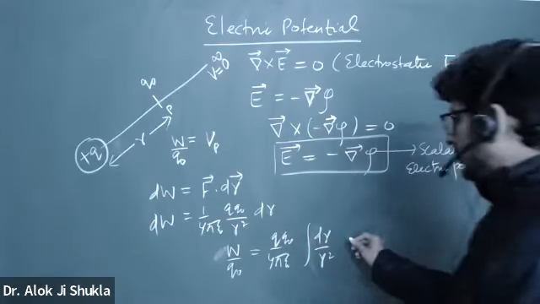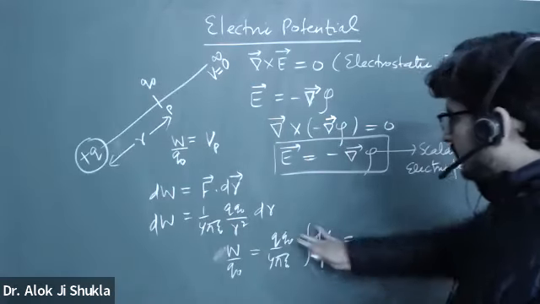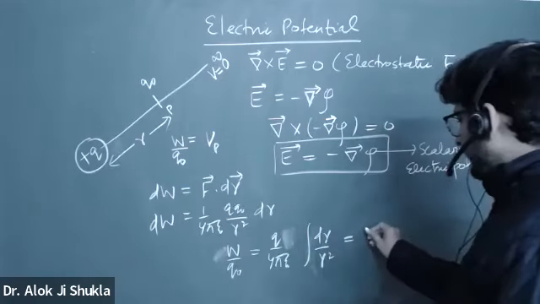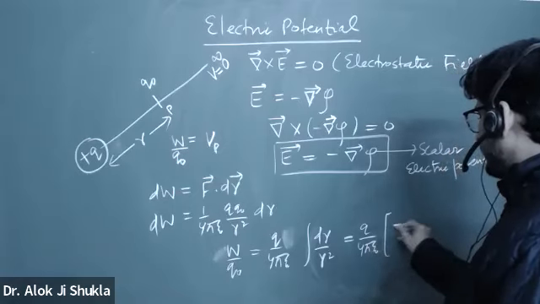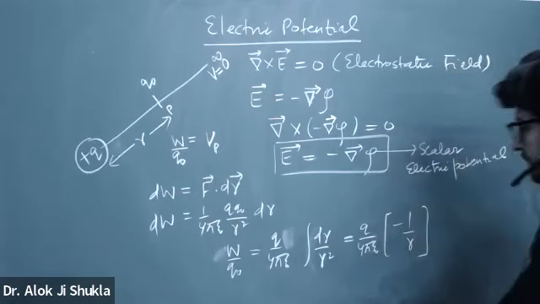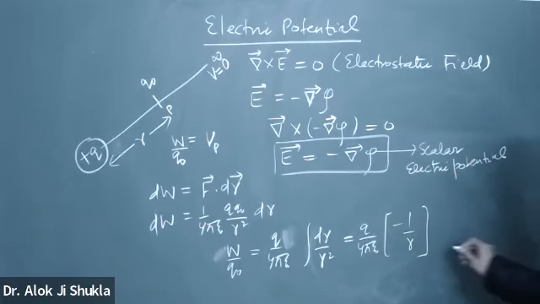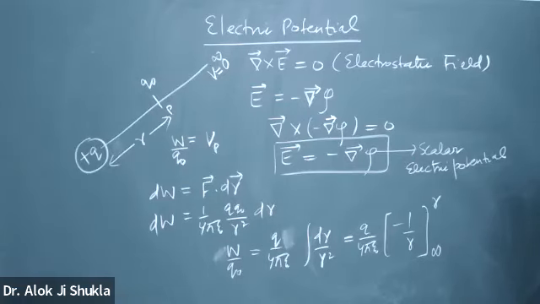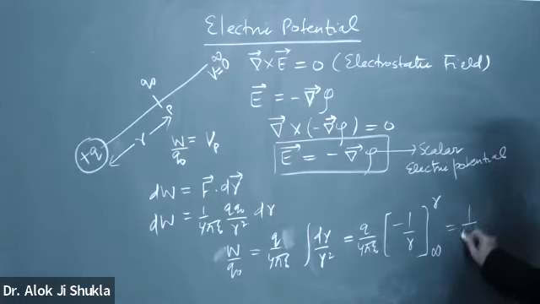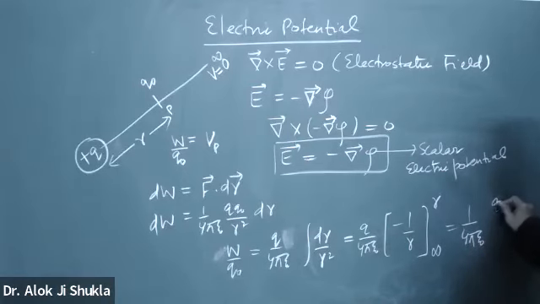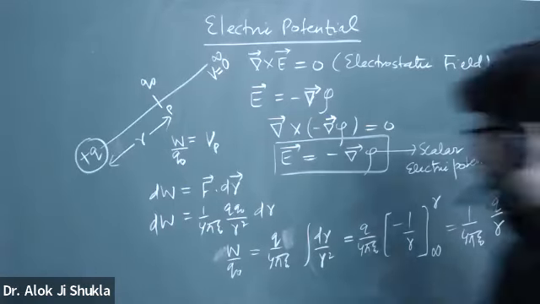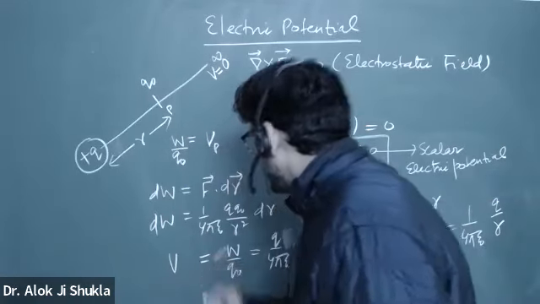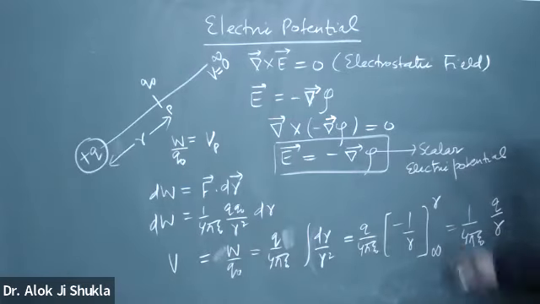And this integral is equal to q naught नहीं होगा ना, q by 4 pi epsilon naught minus 1 by r from infinity to r. So this will become 1 by 4 pi epsilon naught q by r. So this is the definition of electric potential.